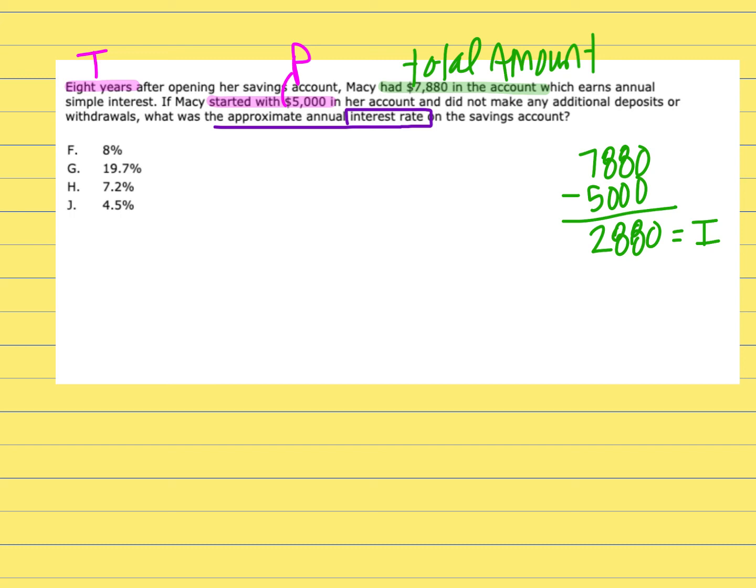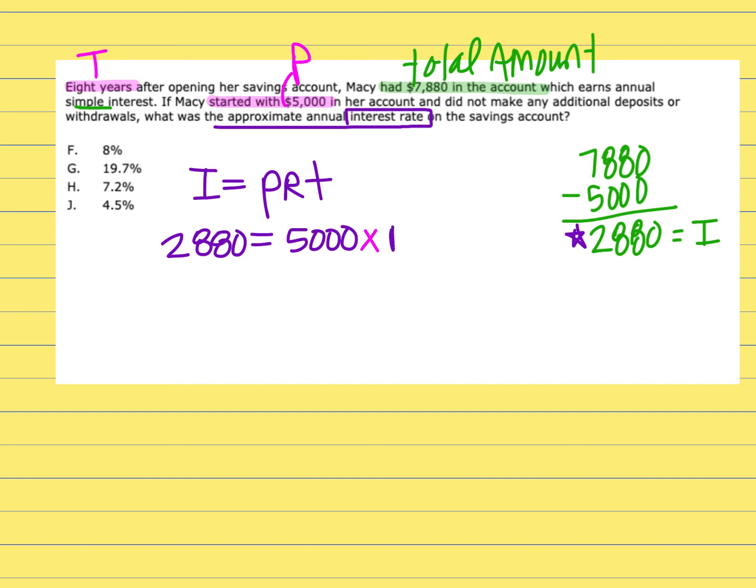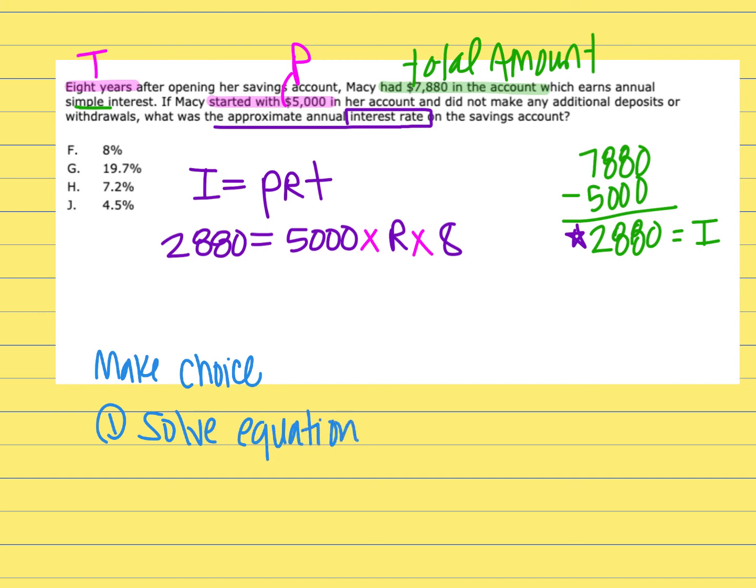Now, it said she was doing simple interest. So the formula for simple interest, I equals PRT. Now I know my I because I subtracted. Okay, so I could fill that in, $2,880. I know the starting amount was $5,000. So for P, I'll put 5,000 times. The interest rate is what we don't know. We're trying to figure that out. Times the number of years was 8. So once you get here to this point, what we have to do is make a choice. You can either solve the equation to find out the missing value for letter R, or your other choice would be to test out the answer choices.